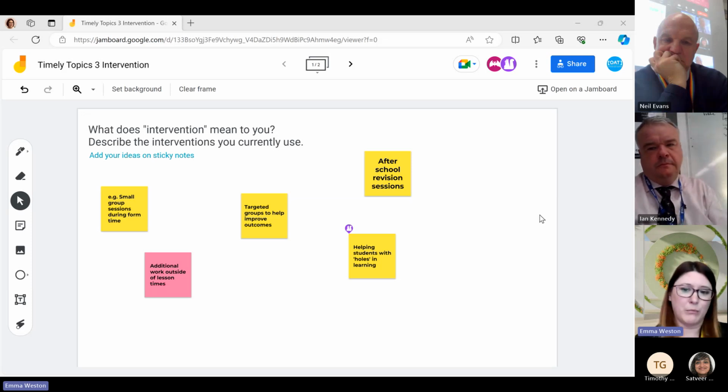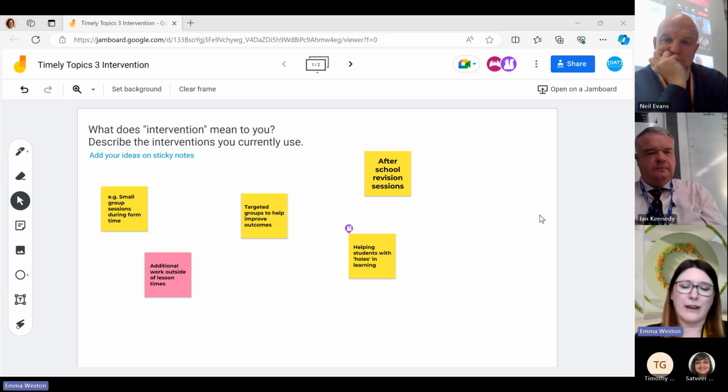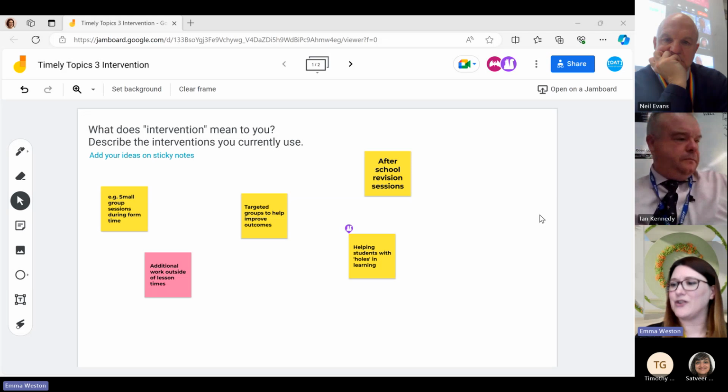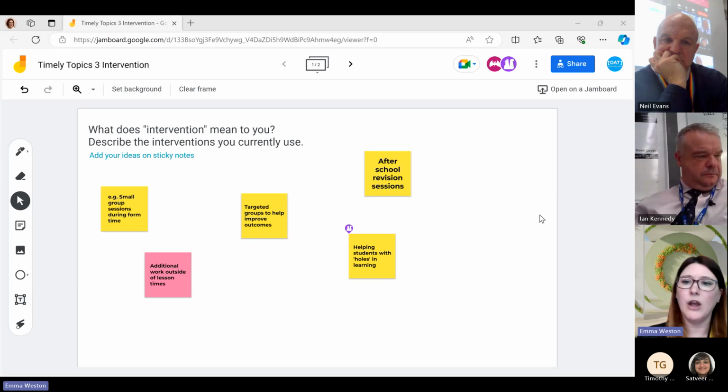I think that we can probably all agree that they're all descriptions of interventions and what we might understand by interventions. Hopefully this afternoon we'll explore maybe some extra ideas and thinking about how we can make sure that we're really maximising what our students get out of those intervention sessions.